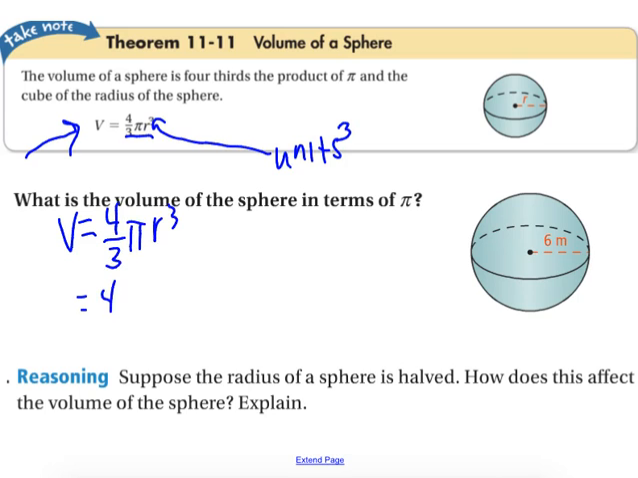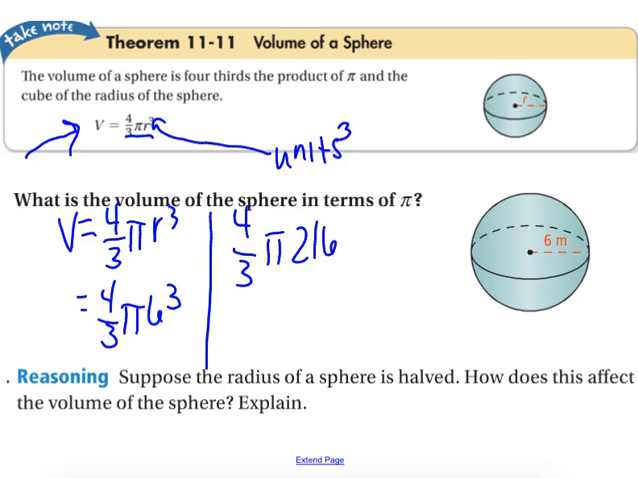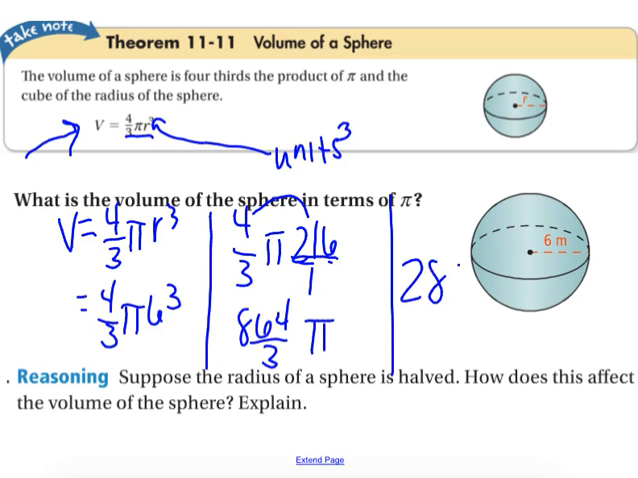Plug in our r. 6 cubed is simply 216. Now, if you don't know how to go from here, all you're doing is multiplying two fractions, because this is technically over 1. So you take 4 times 216, which gives 864, divided by 3, and we haven't done anything with the pi yet. Taking 864 divided by 3, we get 288 pi meters cubed. And again, they wanted our answer in terms of pi.